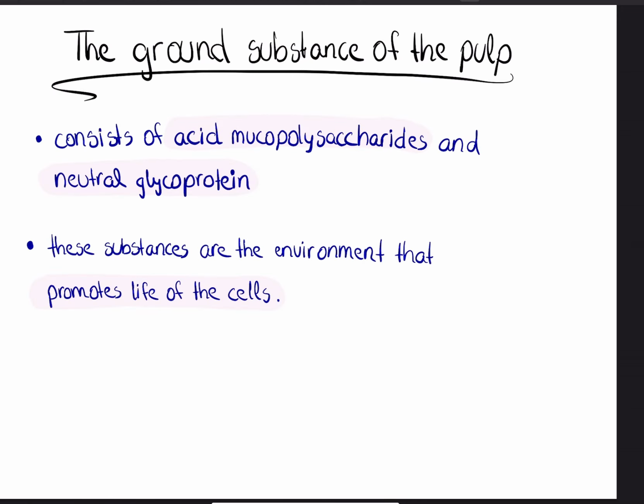The ground substance of the pulp consists of acid mucopolysaccharides and neutral glycoprotein. And these substances are the environment that promotes life of the cells.